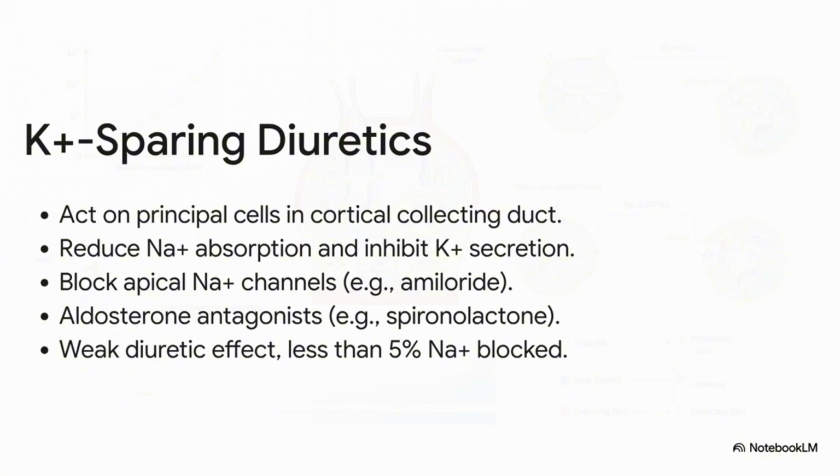They do this in one of 2 ways. Mechanism 1 directly blocks the ENaC apical sodium channels. That's exactly how amiloride works. Mechanism 2 uses aldosterone antagonists, like spironolactone, to basically reduce the overall expression and activity of those sodium transport proteins.